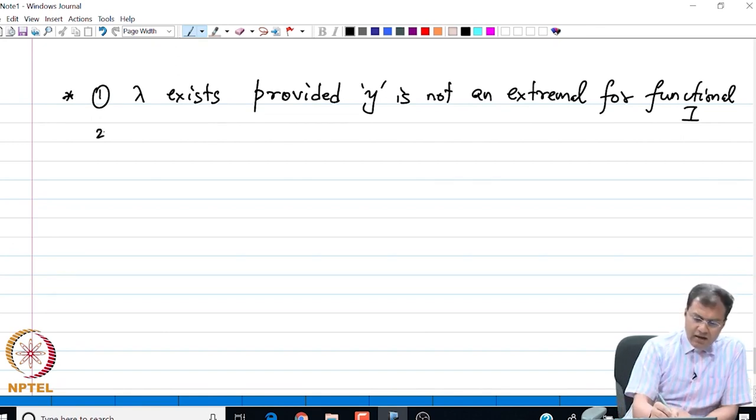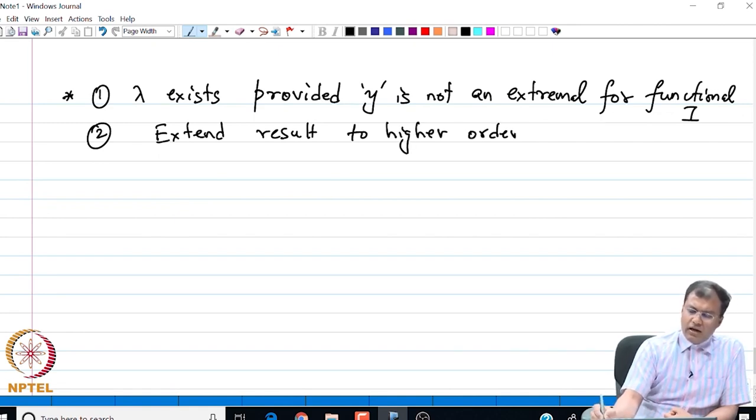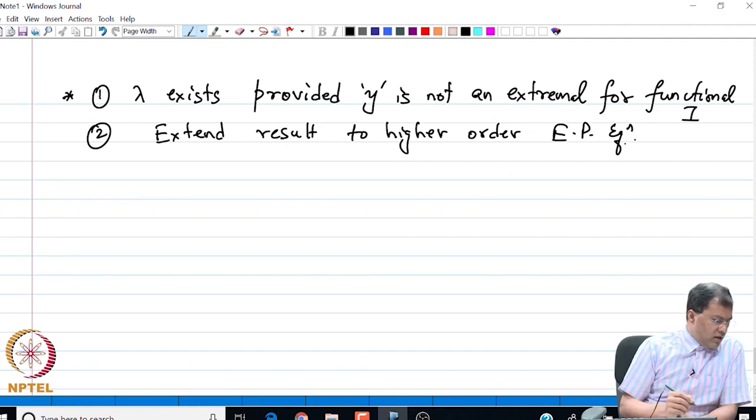Another issue to highlight is that we can extend the result to higher order Euler-Poisson equations, that is third derivative, fourth derivative, and so on and so forth.